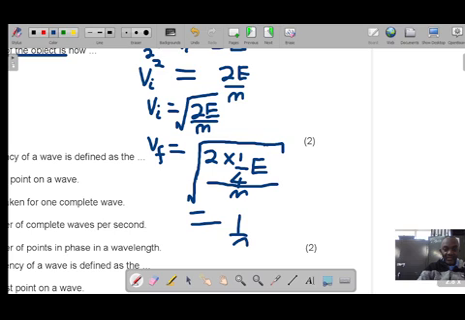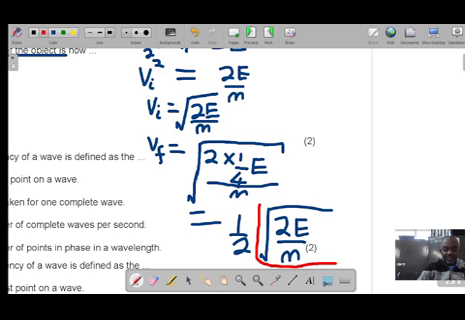1/2. Then we are left with the square root again now. What is the square root again? We said it is 2e divided by the mass. But if you check carefully here, let me use a red color now, this term here is the same as this one here.